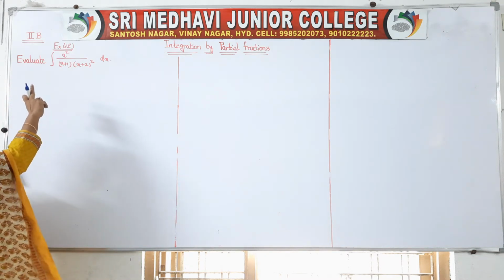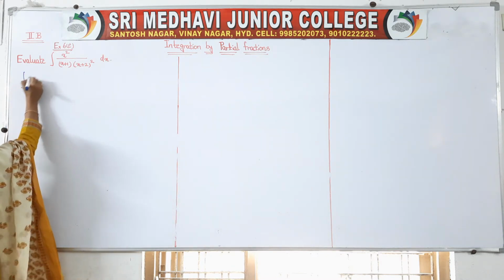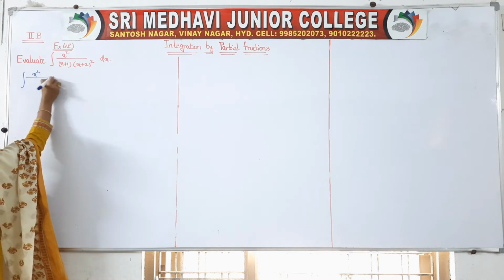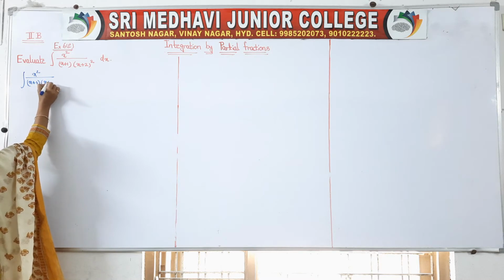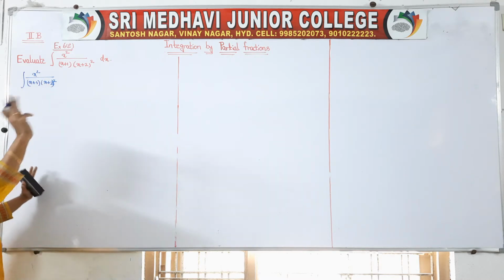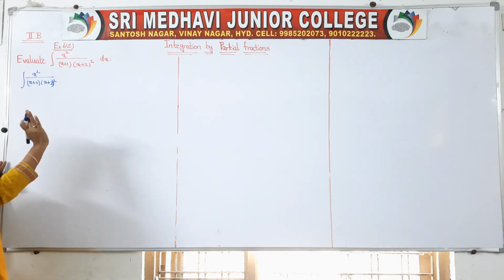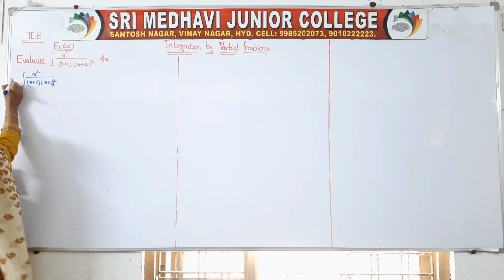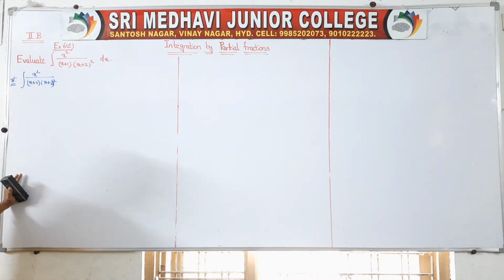Evaluate the integral of x square by (x plus 1) into (x plus 2) whole square. You take x square by (x plus 1) into (x plus 2) whole square. This linear factor is repeated 2 times. This is what we have to find. So before finding the integral, we have to resolve this into partial fractions.